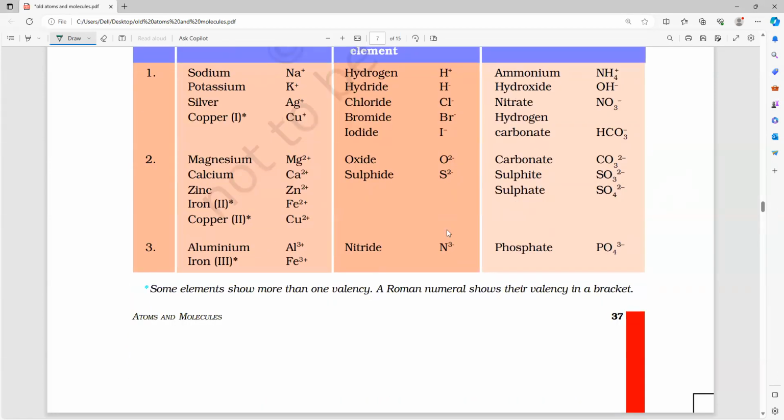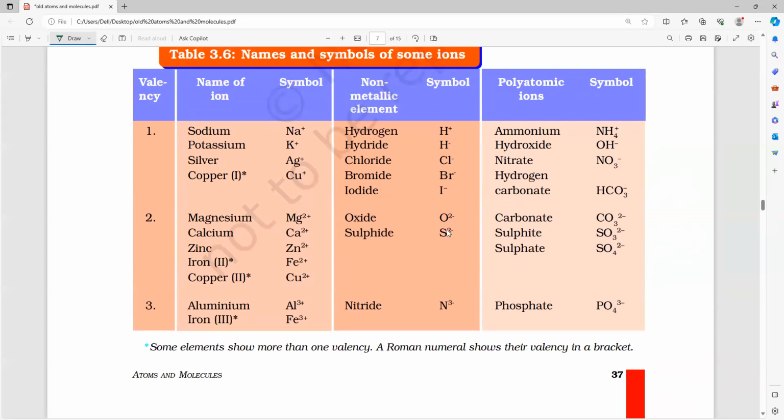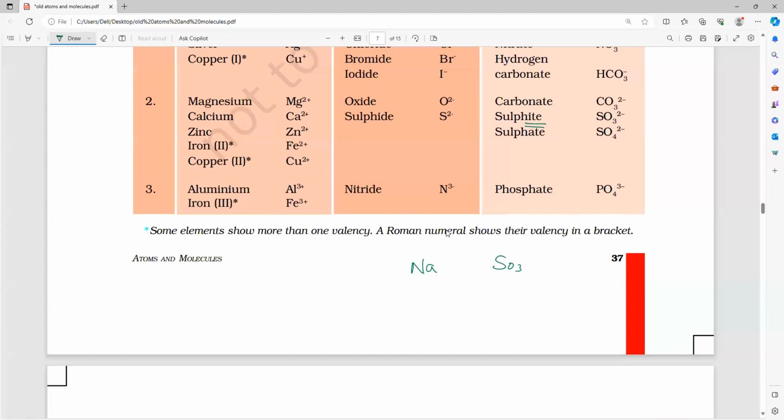So where is the sodium? Here. Na is the symbol. Sulfite, you can see, the symbol is SO3. What are the valencies? Sodium valency 1, sulfite valency 2. So if you do the crisscross, what will you get? Na2SO3. Sodium sulfite. Write it.